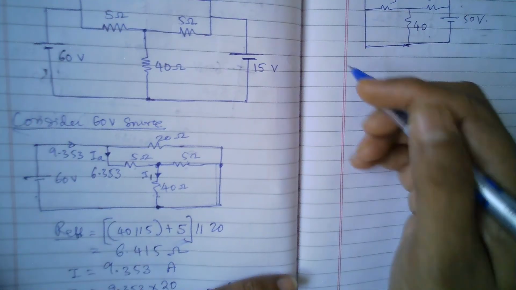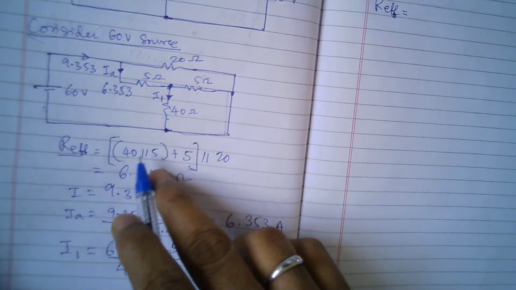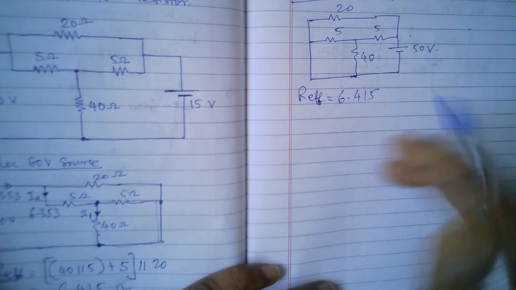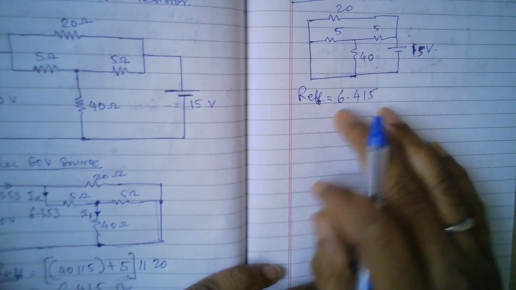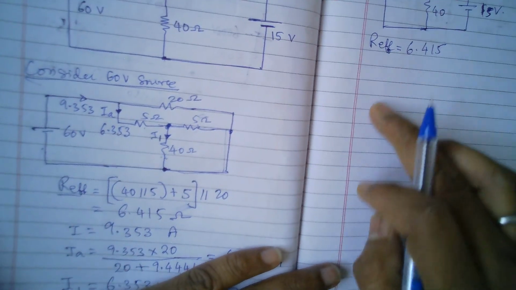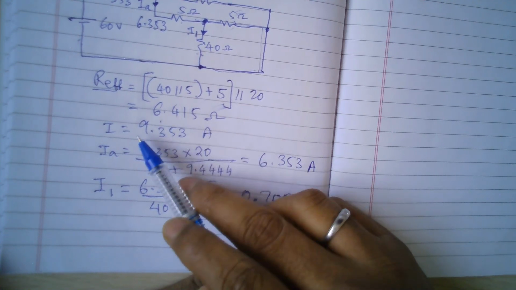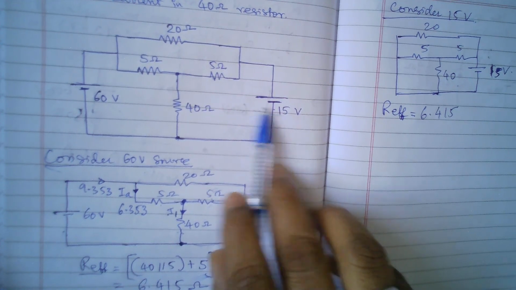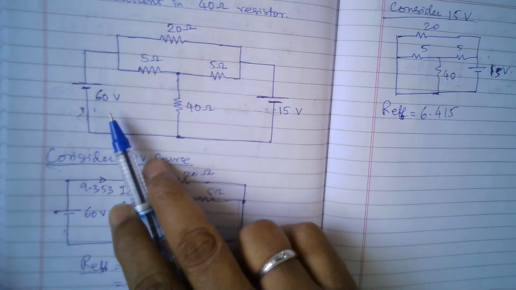So the effective resistance will be the same. R effective will be the same, that is 40 parallel 5, plus 5, and parallel with 20, which is 6.415. Now I'm sorry, this is 15 volts, so here the current will be different. One more thing you can notice here is that the voltage 60 volts is replaced with 15 volts, so the voltage is decreasing by a factor of 4 because 15 into 4 is 60.